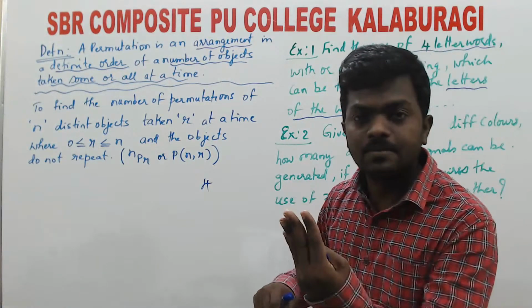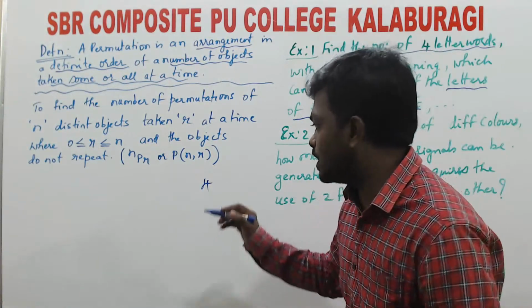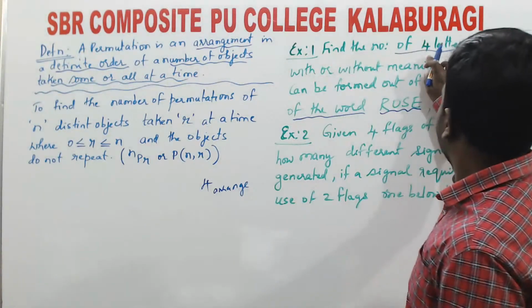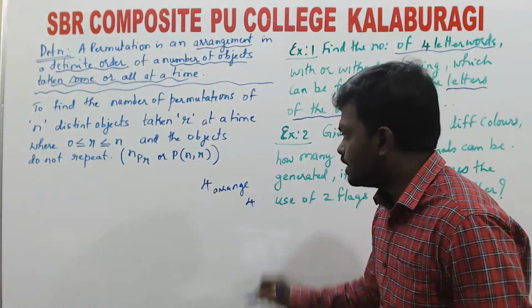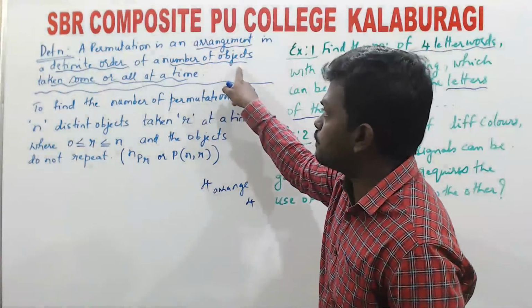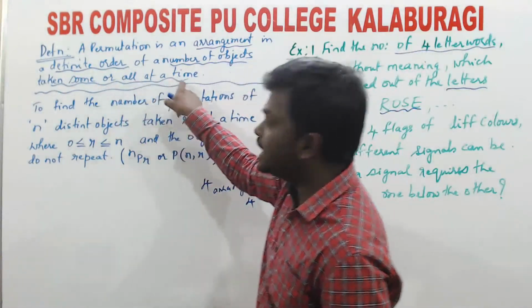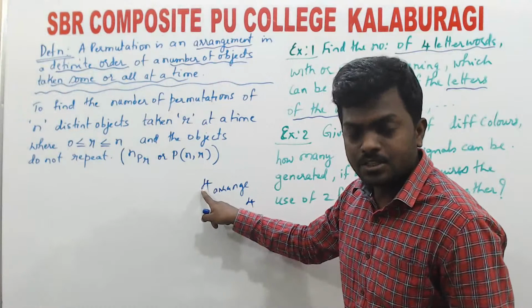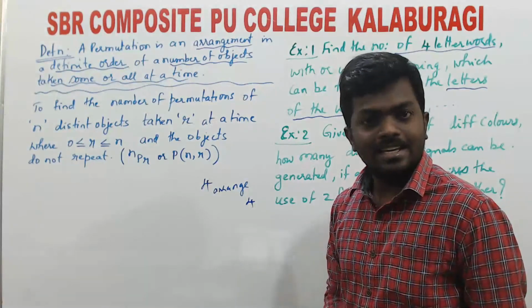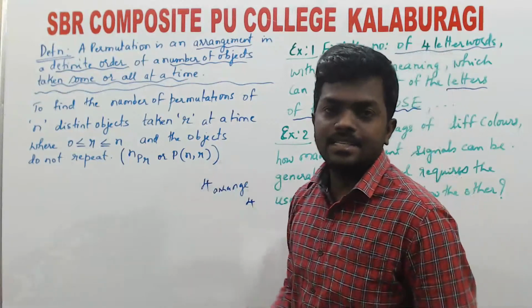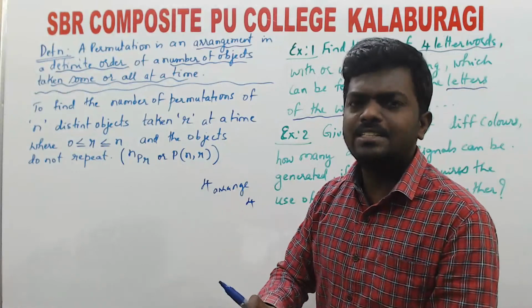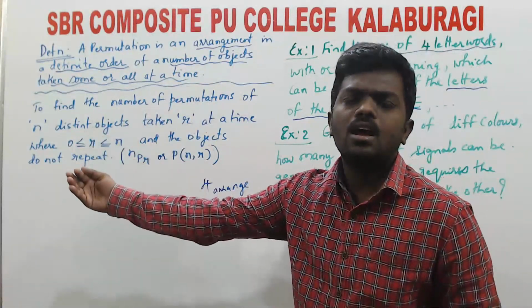R O S E, there are four letters, and using these four letters only we have to form or arrange a four-letter word. Is that clear, students? So what we have done here, out of the number of objects, we have taken all at a time. Four letters were given and we had to arrange all four letters. Is that clear? I'm not solving it now. We have solved it. It's just the beginning of the formula.